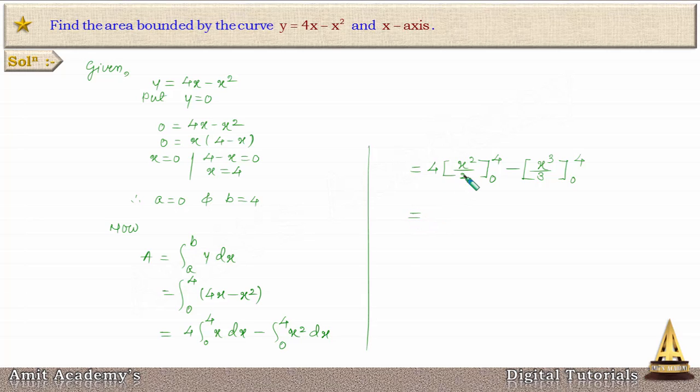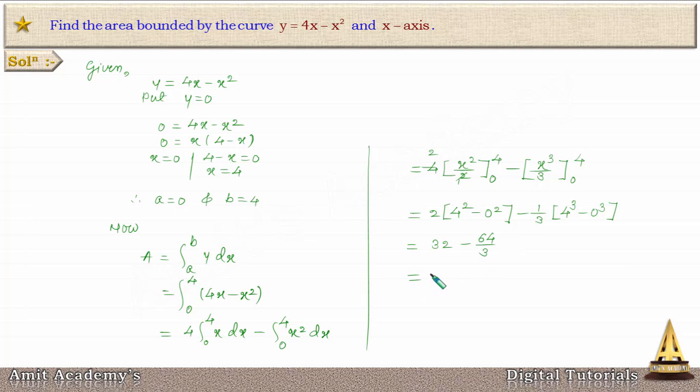So is equal to, now 2 ones are 2, 2 twos are 4, so I'll get 2 into bracket. For this x, first we have to write the upper limit, that is 4. So I'll get 4 square minus, for this x, now we have to put the lower limit, that is 0. So I'll get 0 square minus, I'm writing this 3 outside the bracket, so I'll get 1 by 3 in square bracket. For this x, first we have to write the upper limit, so I'll get 4 cube minus, then we have to write the lower limit, that is 0 cube. So is equal to, 4 square is 16, and 16 minus 0 square is 0. So 16 minus 0 is 16, and 16 into 2 is 32. Minus here, 4 cube is 64, 0 cube is 0, and 64 minus 0 is 64. So here I'll get 64 upon 3.